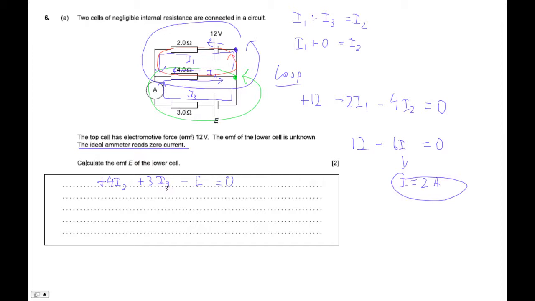Now remember, I3 is 0, so we have 4 I2 plus 3 times 0 minus E is 0. So this goes away, right? Okay, I2 is the same as I1. These both equal 2 amps, right? So plug in 2 amps there. And I think you'll figure out that E is 8 volts, okay? There you go.